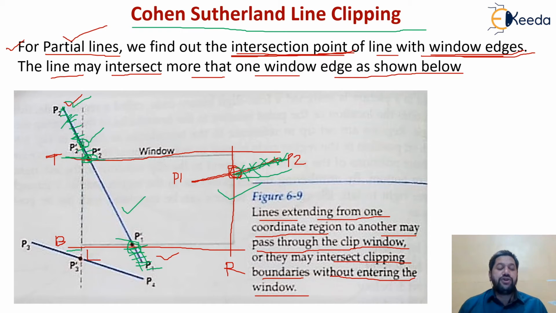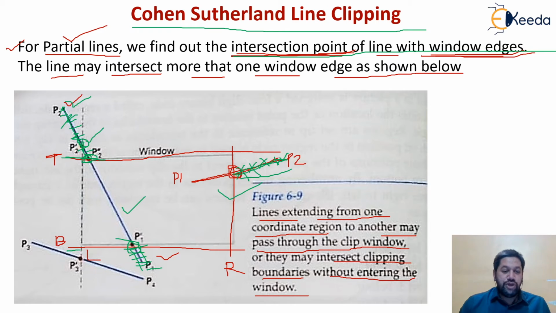And if the line is partial, then and only then will we find out the intersection point of the line with the window edges, as shown in this particular diagram or example. After finding the intersection point, obviously the part which is outside the edge will be discarded, rejected or clipped, and only the part which is inside the window will be preserved, or displayed.